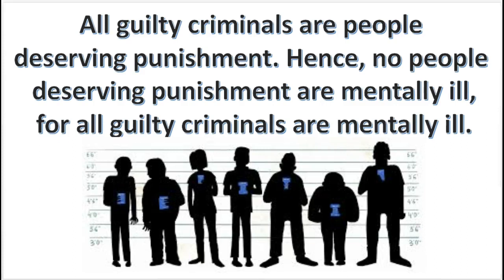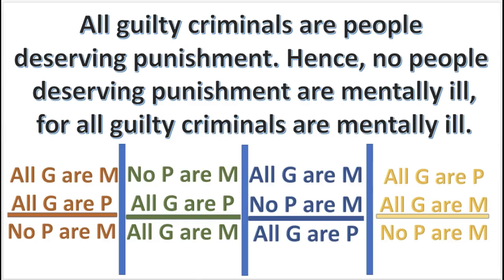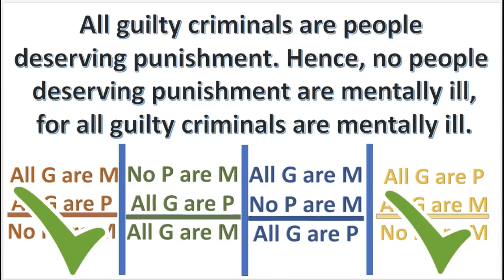Listen to this argument. It's confusing. All guilty criminals are people deserving punishment. Hence, no people deserving punishment are mentally ill, for all guilty criminals are mentally ill. Now, what is the argument form of this argument? Press pause, because the answer is in 3, 2, 1. If you chose one of these two, that is correct.